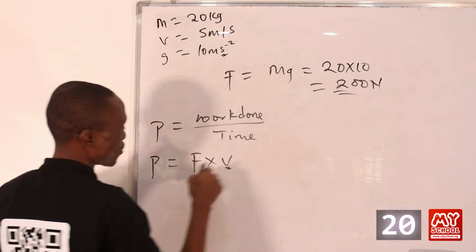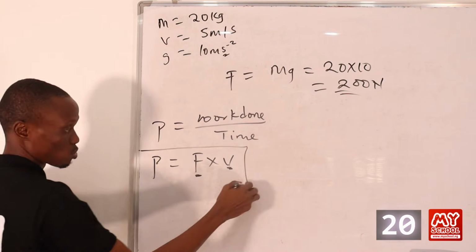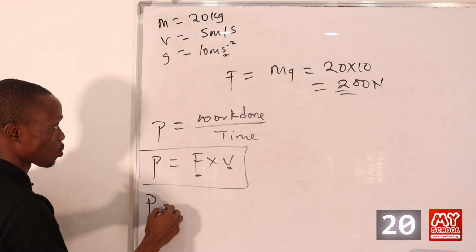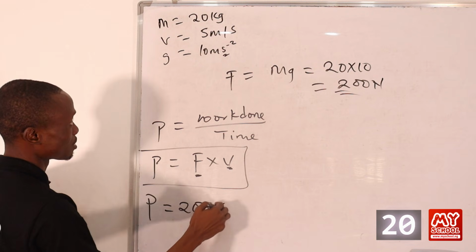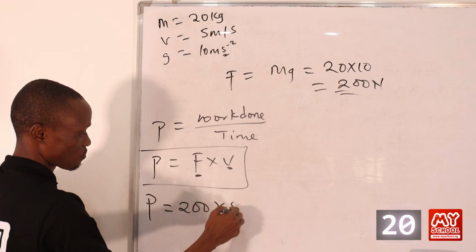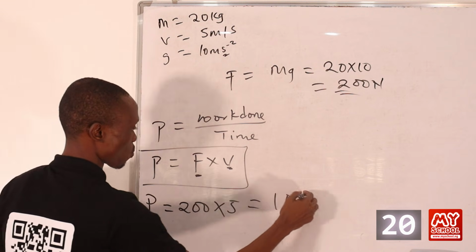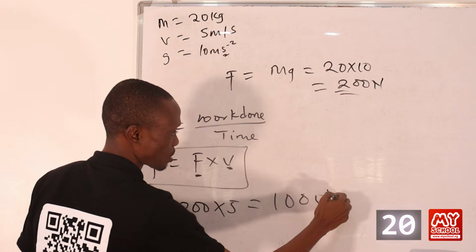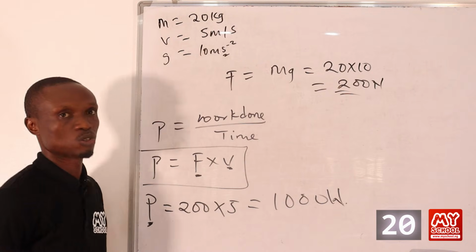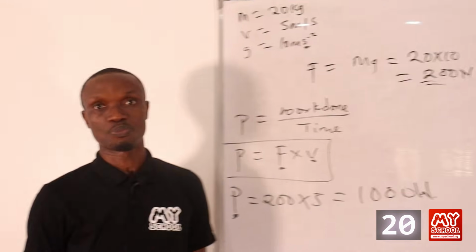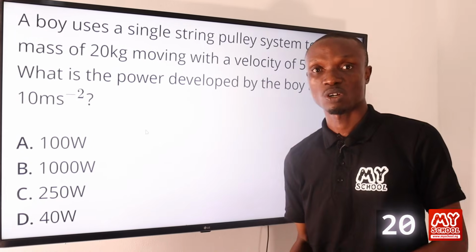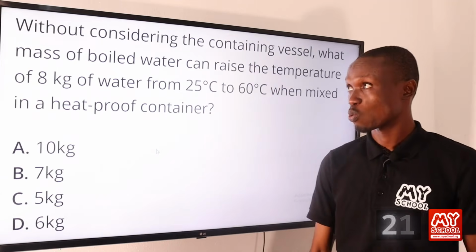Since we already know the value of F, we just substitute it into this formula so that P, which represents power, will now be equal to 200 times the velocity, which is 5. That will be equal to 1,000. Since we are talking about power, that will be 1,000 watts. So let's return back to the screen to pick the correct option for this question, and that is option B, 1,000 watts. Question 21.